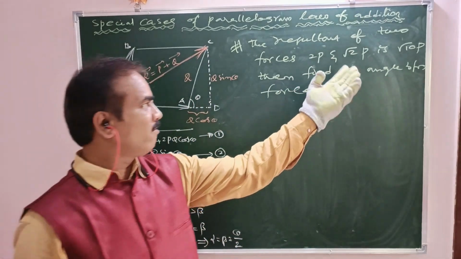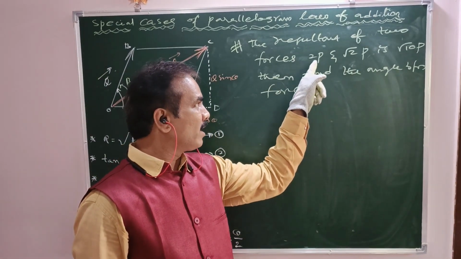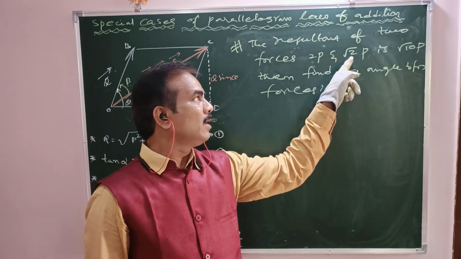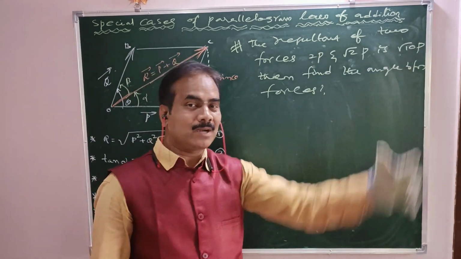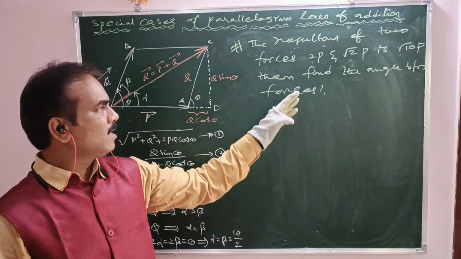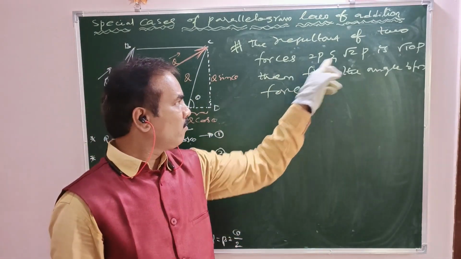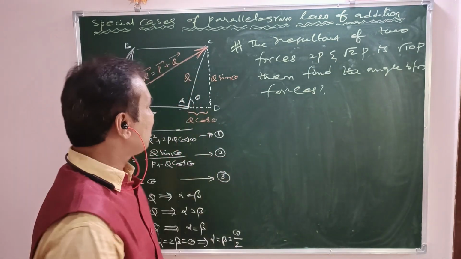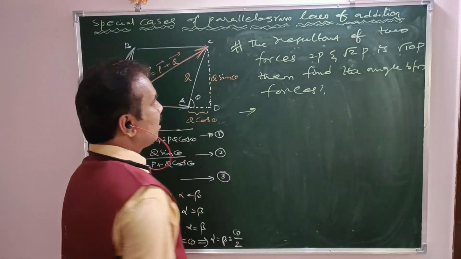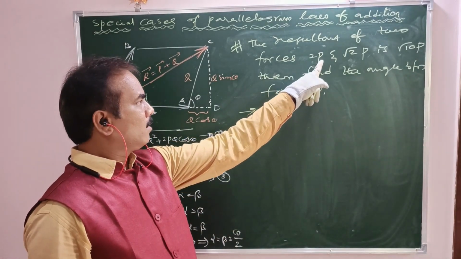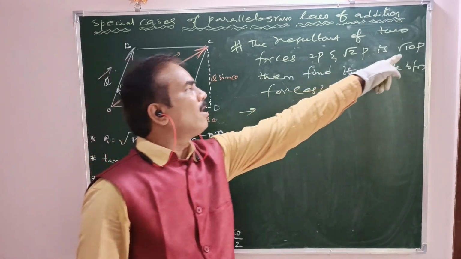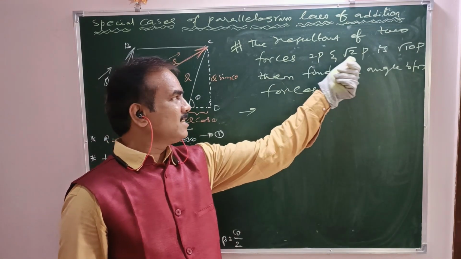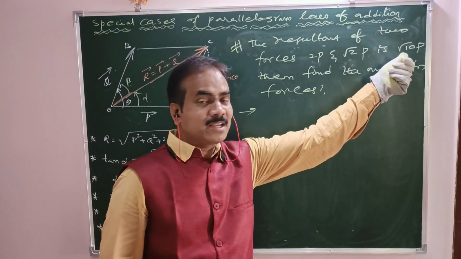What are the given forces here? Parent vectors. One is of magnitude 2P, the other is of magnitude root 2P. Their resultant is of magnitude root 10P. Now the question is to find the angle between the parent forces. What is the angle between 2P and root 2P? That is the question. Now see here P bar, here Q bar, here R bar. This is of magnitude P, this is of magnitude Q, this is of magnitude R.